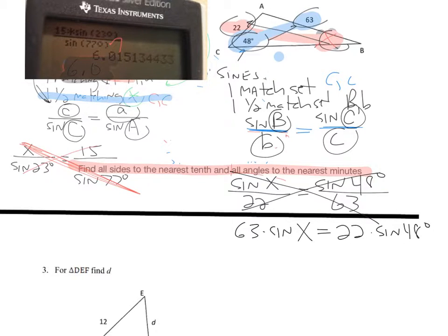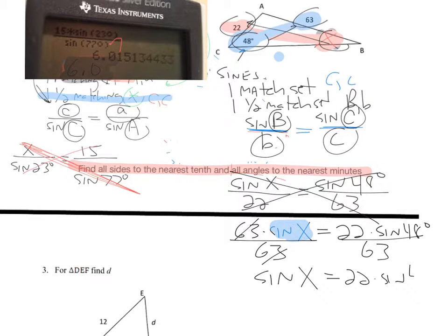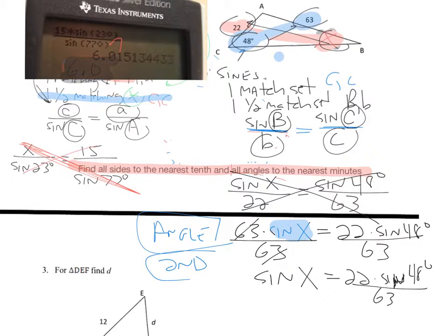And now to solve for x, x is attached to the sine, so I can't get rid of sine yet. So here I'm going to divide both sides by 63. So here I have the sine of x equals 22 times the sine of 48 over 63. And here, since I'm finding an angle, I have to remember to press the second button and then to DMS my answer.